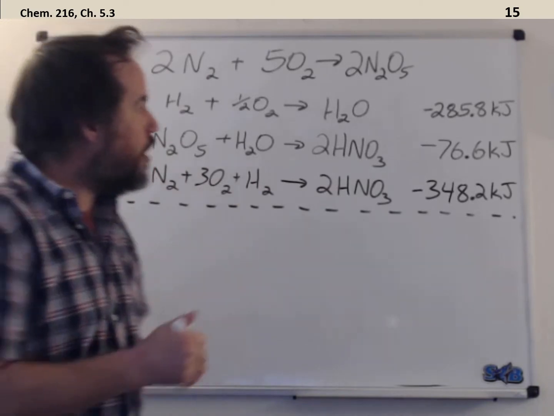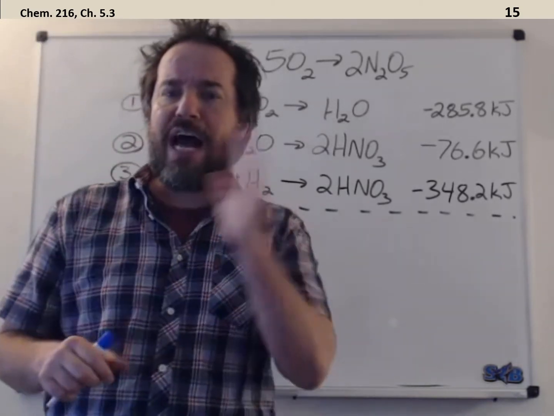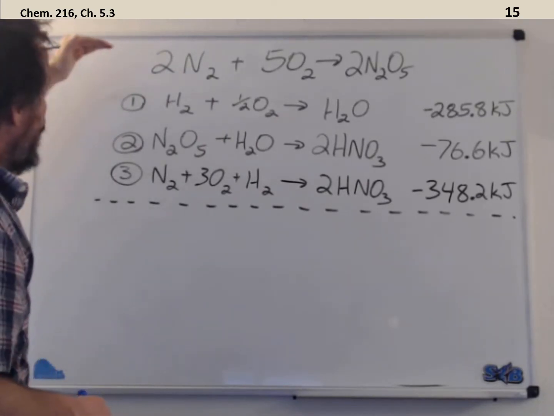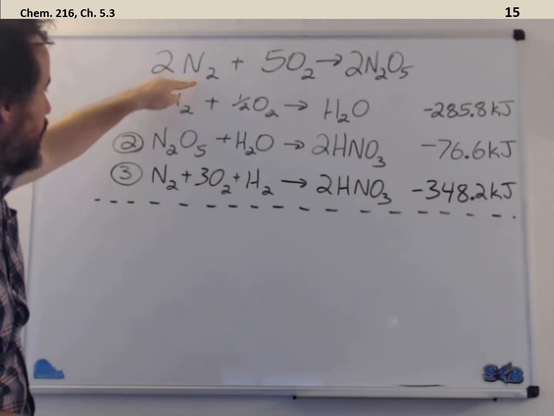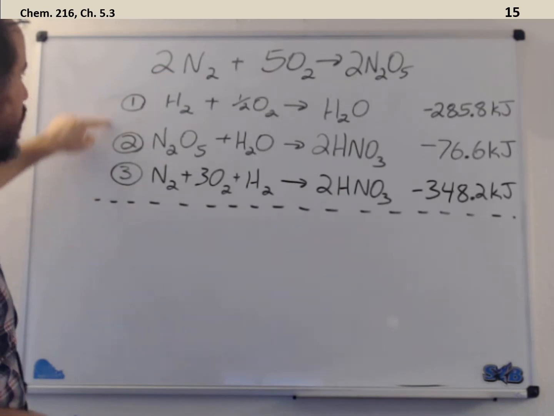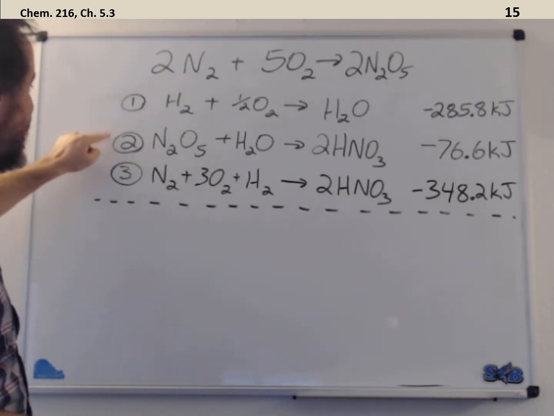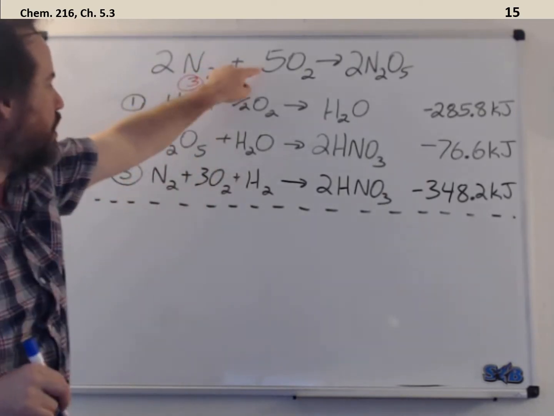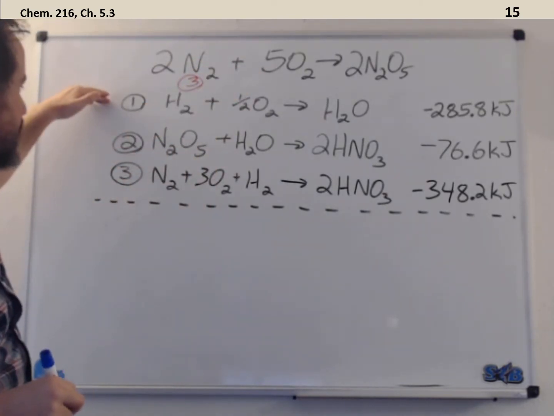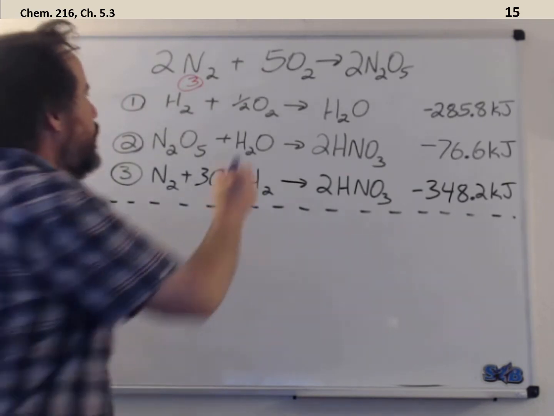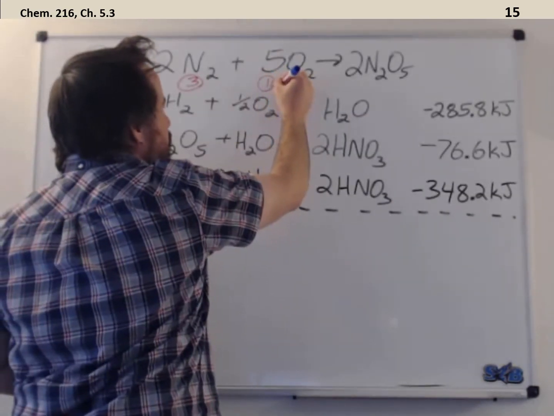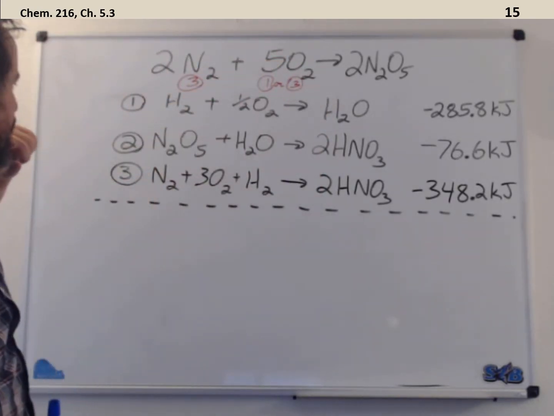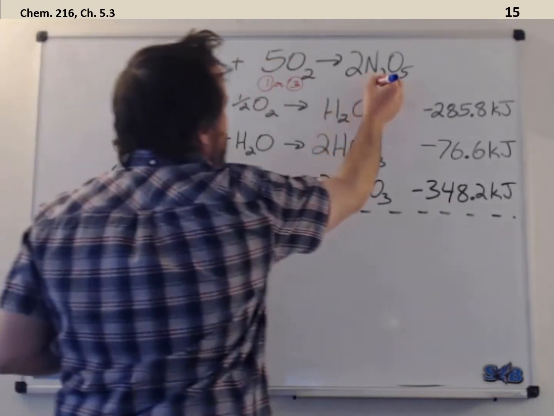All right, so what do I do first? I look at my goal, and I say, where's N2? N2 is not in equation 1, it's not in equation 2, it's only in 3. Okay, where's O2? O2 is in number 1 or number 3. And N2O5 is only in number 2.